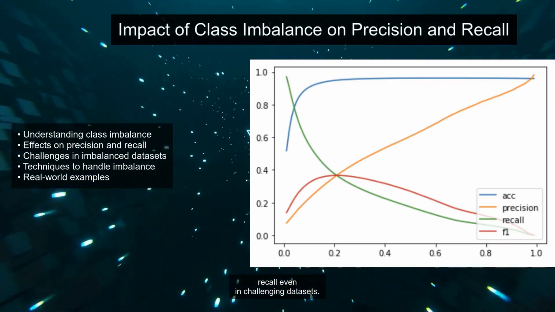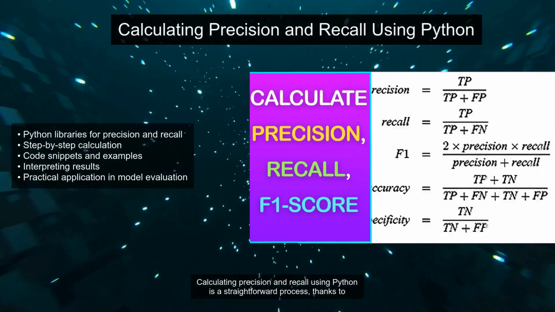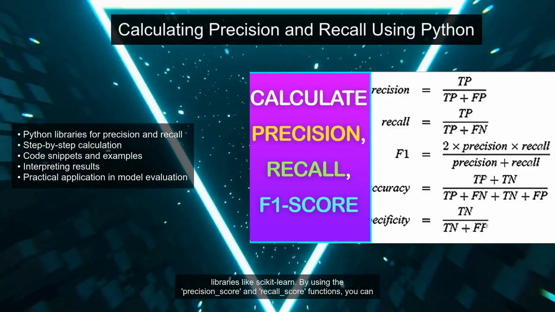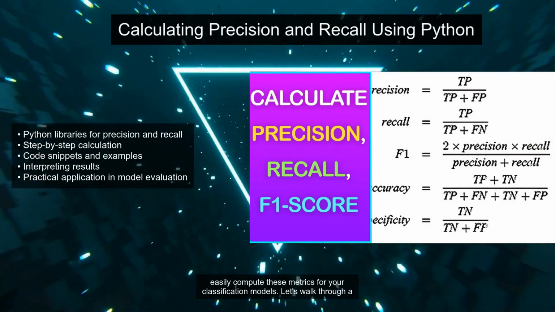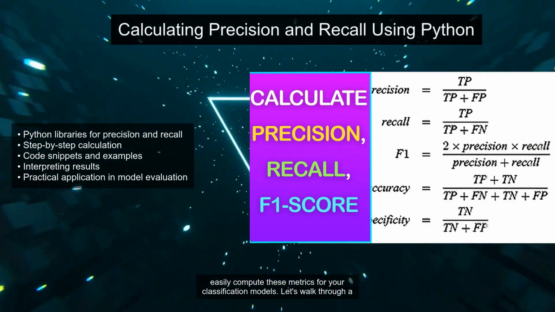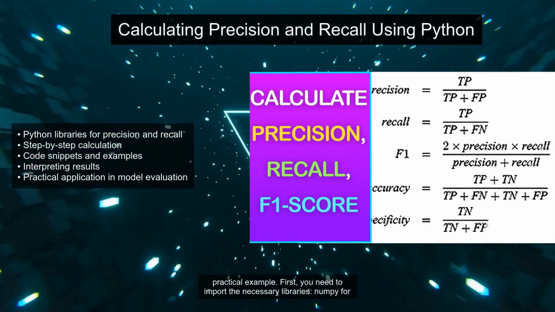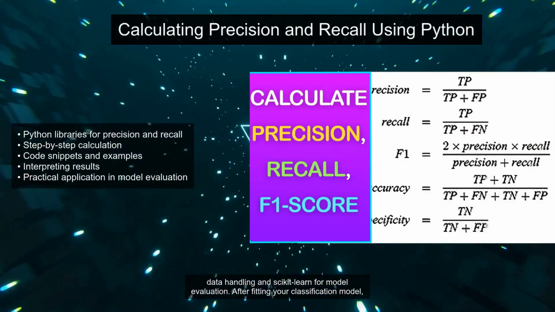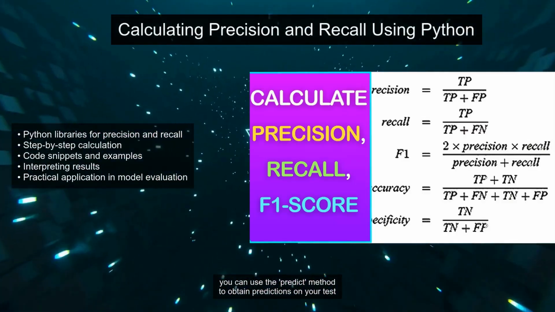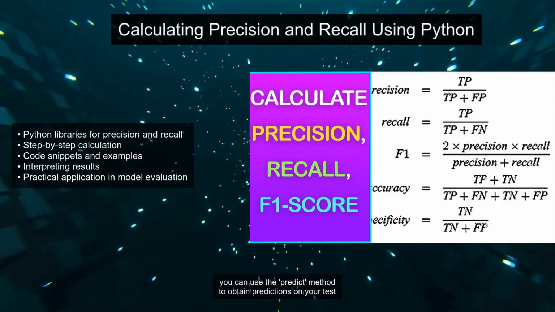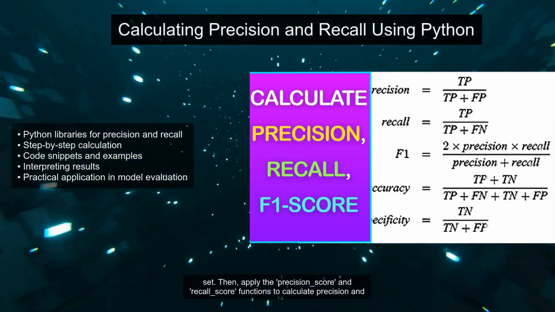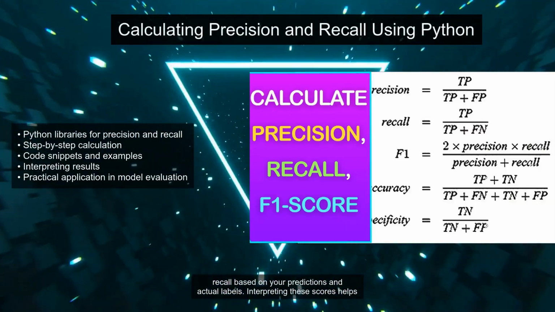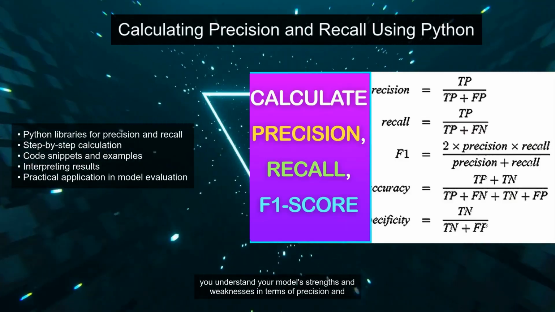in challenging datasets. Calculating precision and recall using Python is a straightforward process, thanks to libraries like scikit-learn. By using the precision_score and recall_score functions, you can easily compute these metrics for your classification models. Let's walk through a practical example. First, you need to import the necessary libraries, NumPy for data handling and scikit-learn for model evaluation. After fitting your classification model, you can use the predict method to obtain predictions on your test set. Then, apply the precision_score and recall_score functions to calculate precision and recall based on your predictions and actual labels.